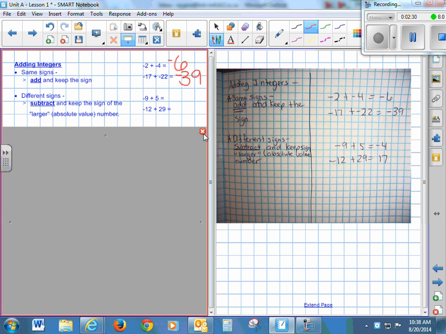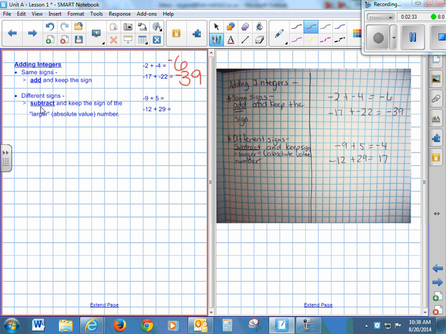And then we're going to do different signs. If the signs are different, we're going to subtract and keep the sign of the larger number. And here's an example. -9 plus 5. Well, 9 minus 5 is 4. And since 9 is larger, it's going to be -4. And then -12 plus 29. Well, 29 minus 12 is 17. And since 29 is larger, it's positive. And this is what that will look like in your notes.